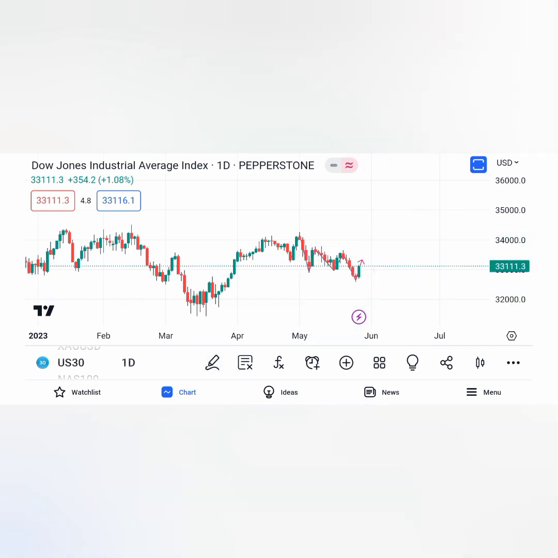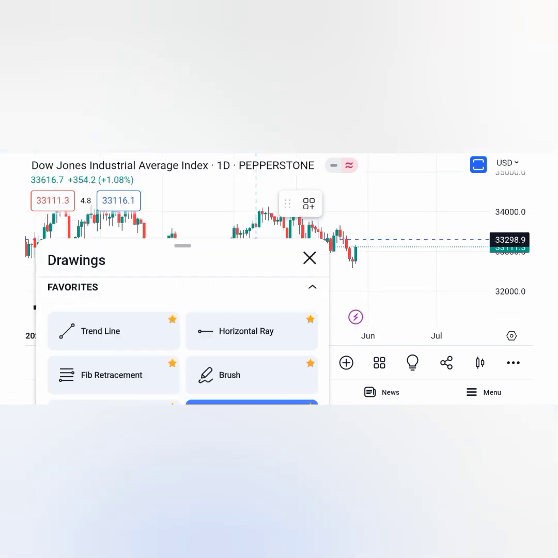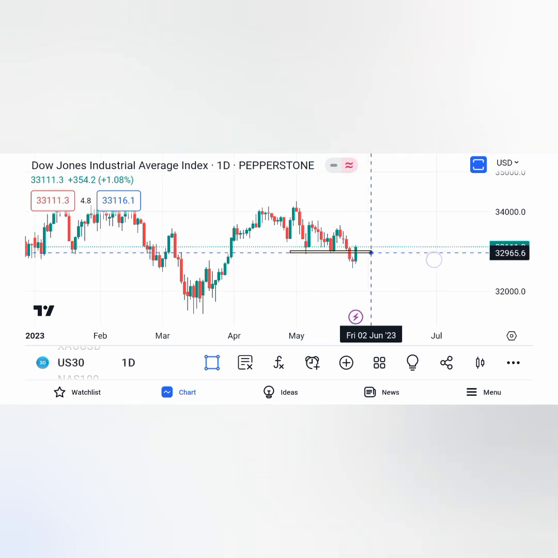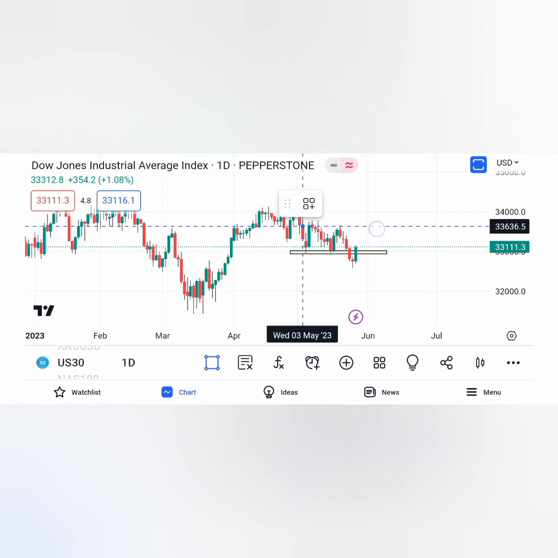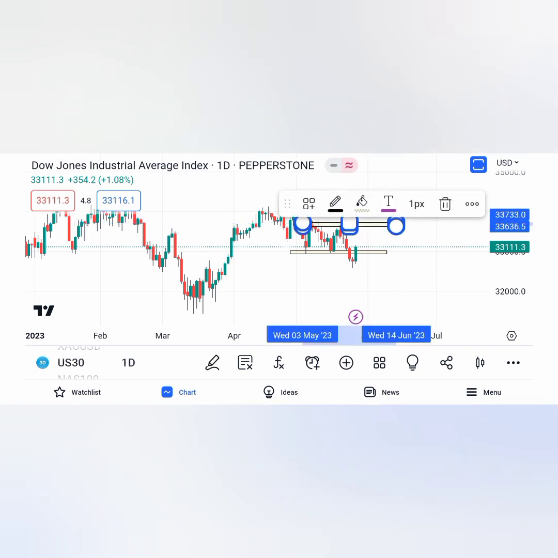Now, since we know the trend of the market, let's try to identify some key levels. We can spot a key level at this very point. At US 30, we can spot a key level at this particular point, and you can also spot another key level here. You can spot this key level here also on US 30.